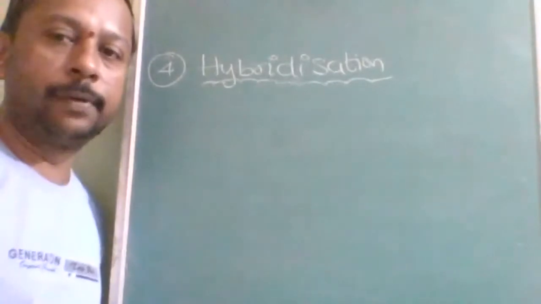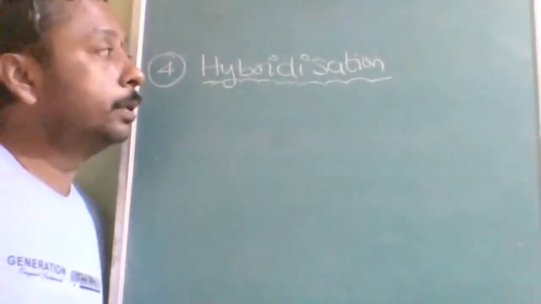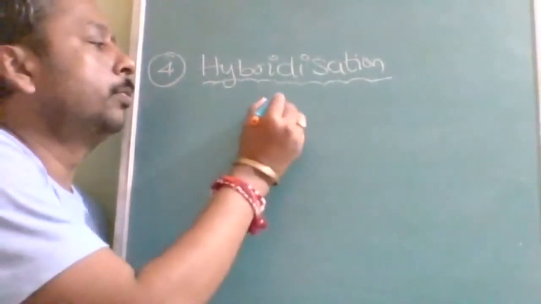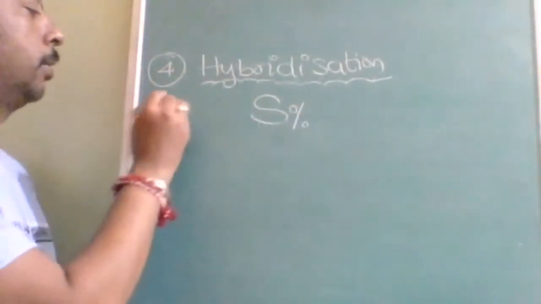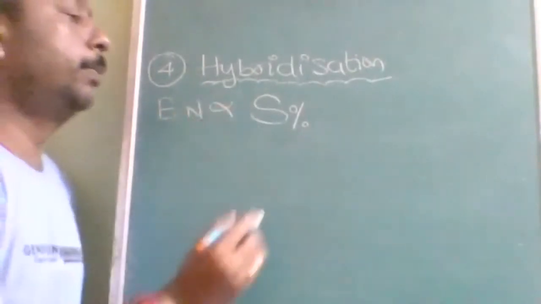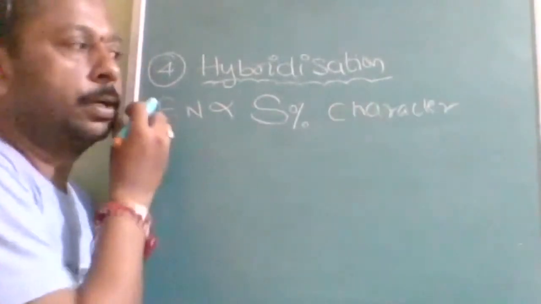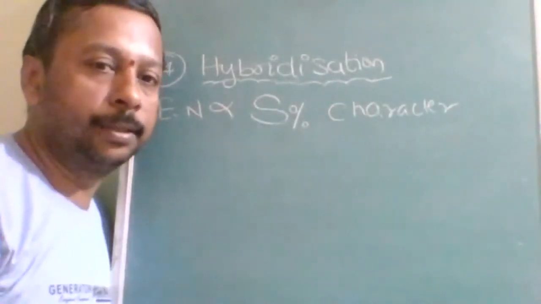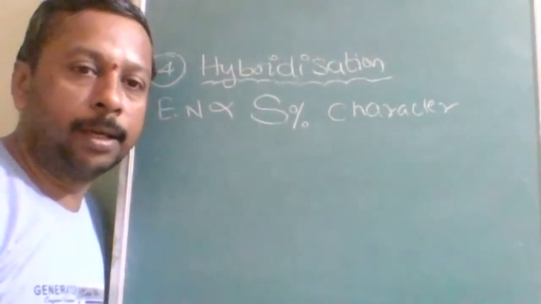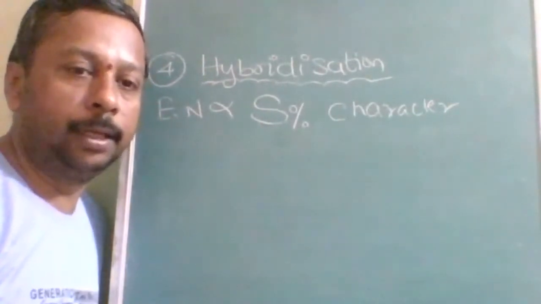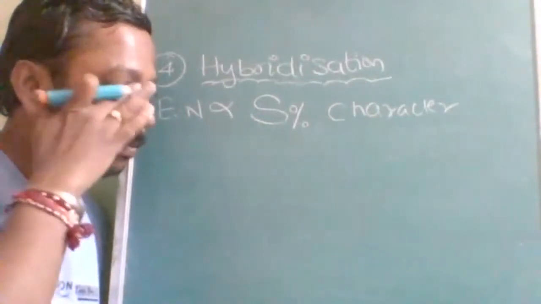Next, the most frequently asked factor affecting electronegativity is hybridization. So, s percentage character: electronegativity is directly proportional to s percentage character. You will come to know s percentage character properly after hybridization, which is a part of chemical bonding. But we cannot come back and discuss it here, so for the time being I am giving you almost 99% of the idea, but you may not be clear.